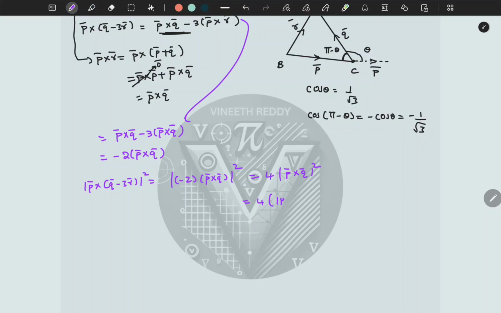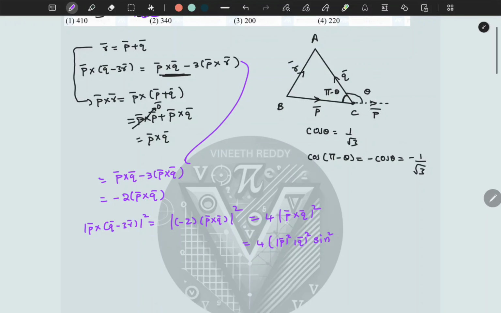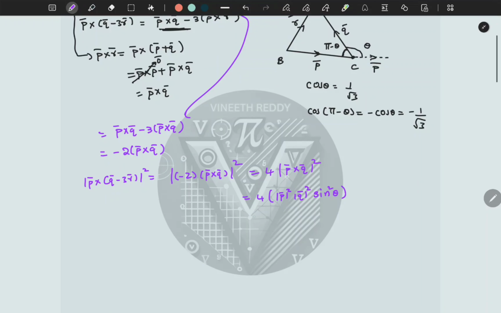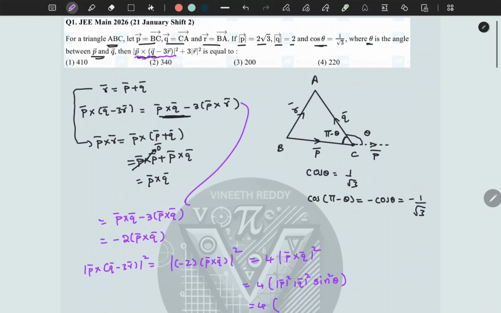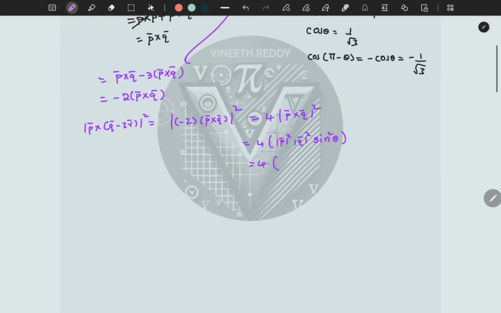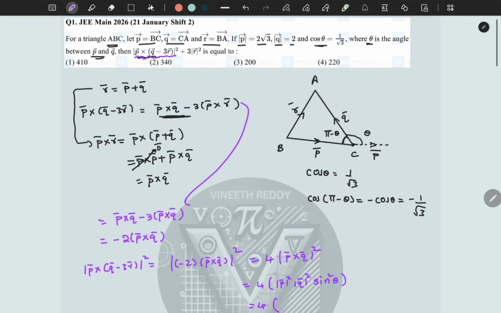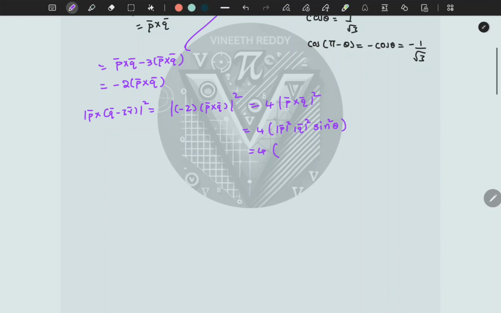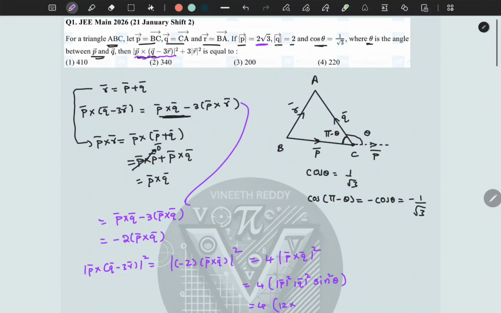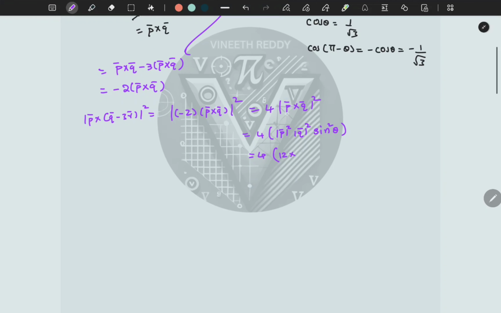So here we'll get magnitude of P whole square, magnitude of Q whole square into sine square of, acha, see, again we should write the angle between vector P and vector Q is theta. So we should write here, strictly speaking, sine square theta, right? Correct. So what is magnitude of P? Magnitude of P is 2 root 3. So P square will be 2 root 3 whole square, which is 4 into 3, 12, into magnitude of Q is 2. So Q square should be 4.